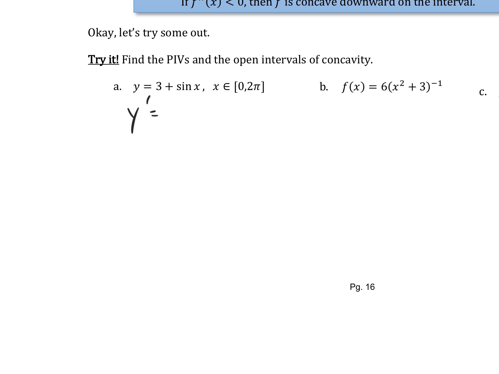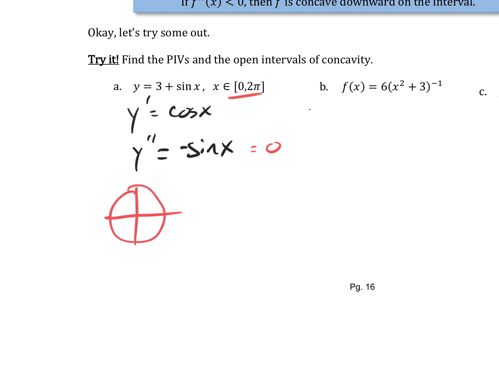So first, we got a sine problem here. We take the first derivative, and that derivative of sine is cosine of x. And then we're going to take the second derivative. Derivative of cosine is negative sine x. So we want to find out when that equals 0. And we have x is an element of 0 to 2 pi. So that's its domain there. So when does sine equal 0? Well, it equals 0 here at 0, pi, and back at 2 pi. All right, so x can be 0, pi, or 2 pi.